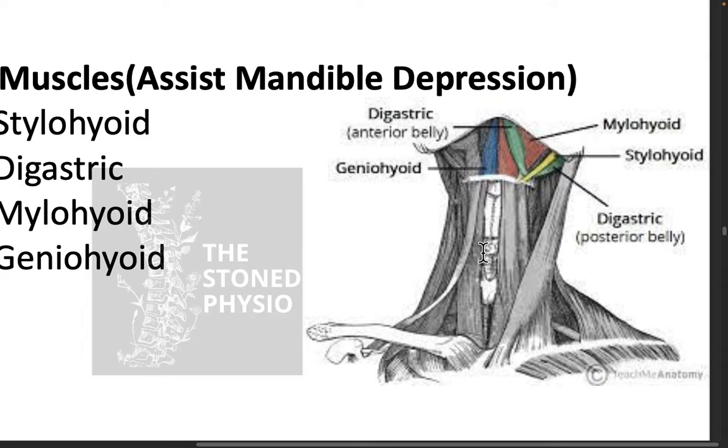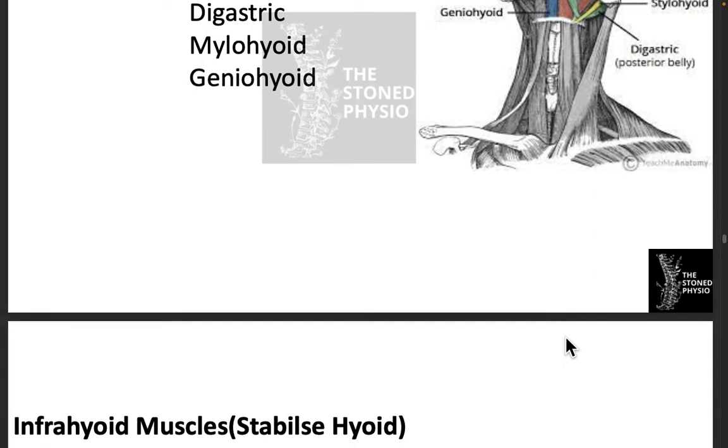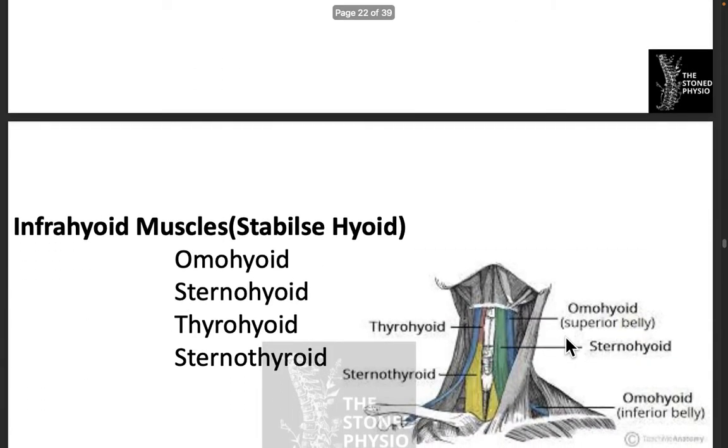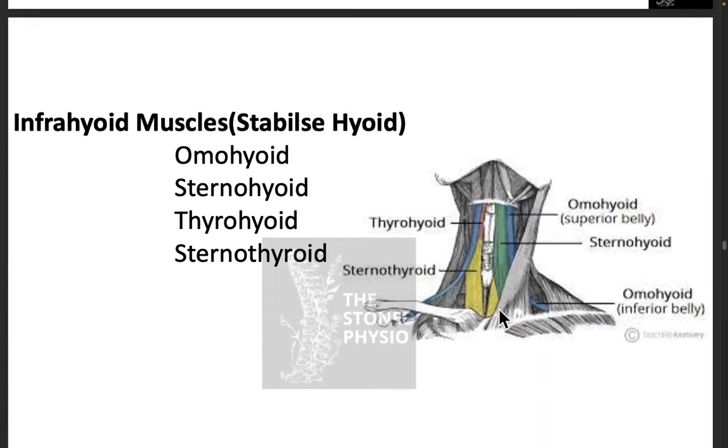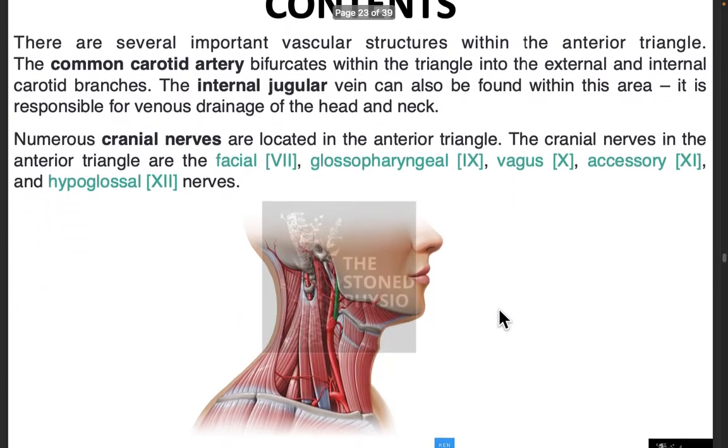Okay, and which one is left? The sternohyoid. This one we have got the sternohyoid, the sternothyroid, thyrohyoid, and the omohyoid, the superior belly and the inferior belly. Okay, I hope we are clear with these 4 muscles. Now we are supposed to talk about these muscles only when we will be talking about the borders of these triangles.